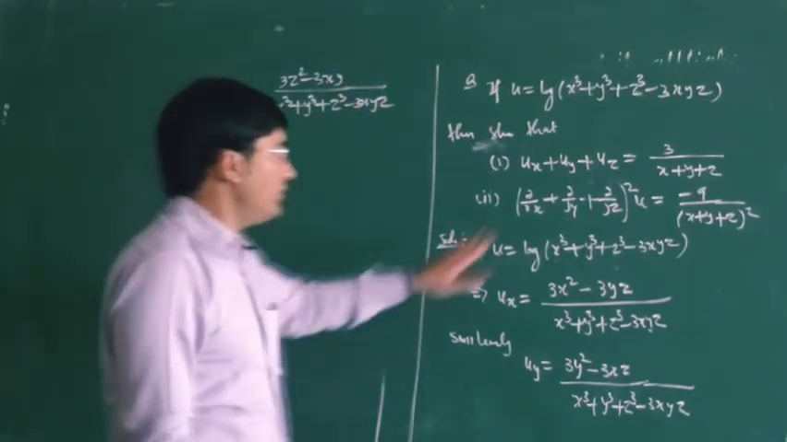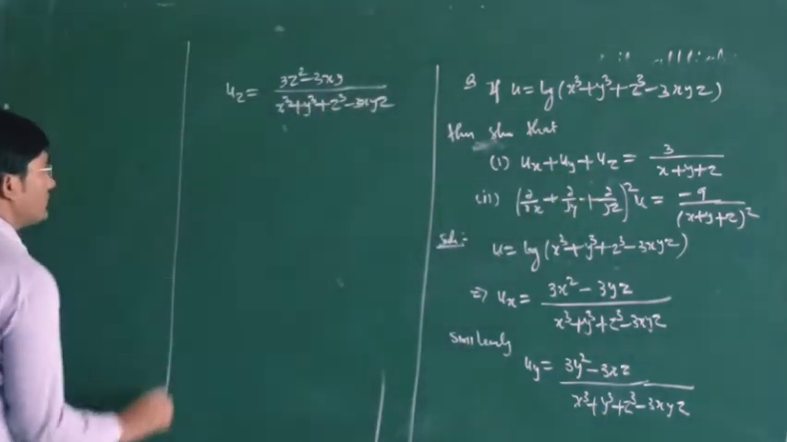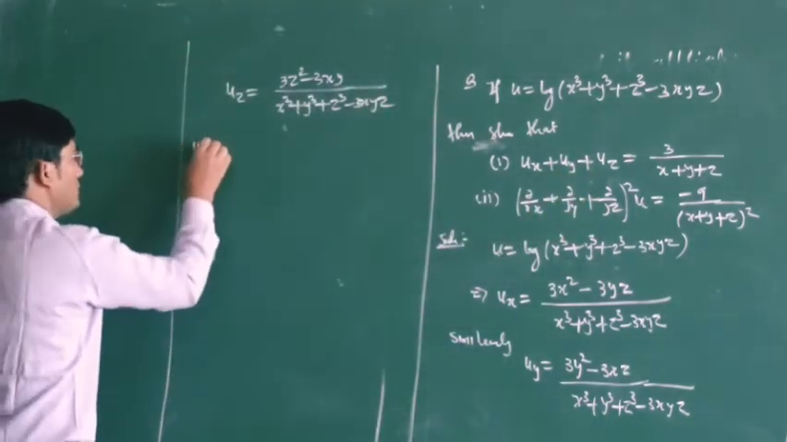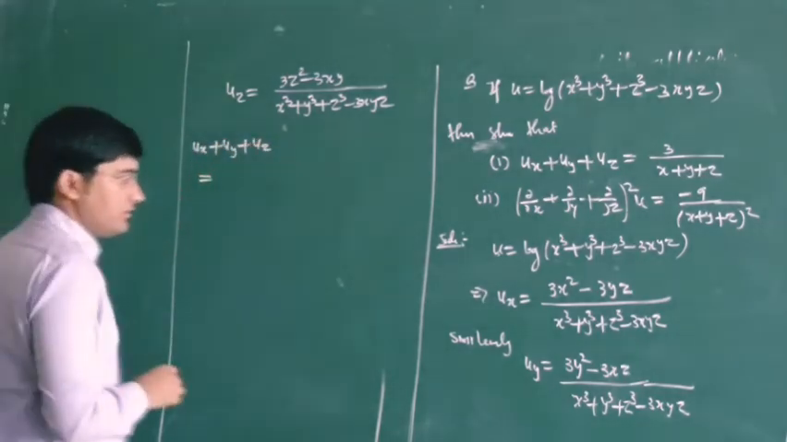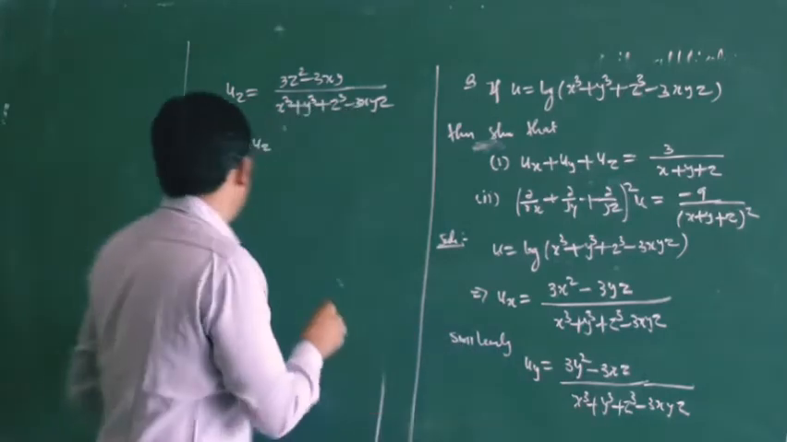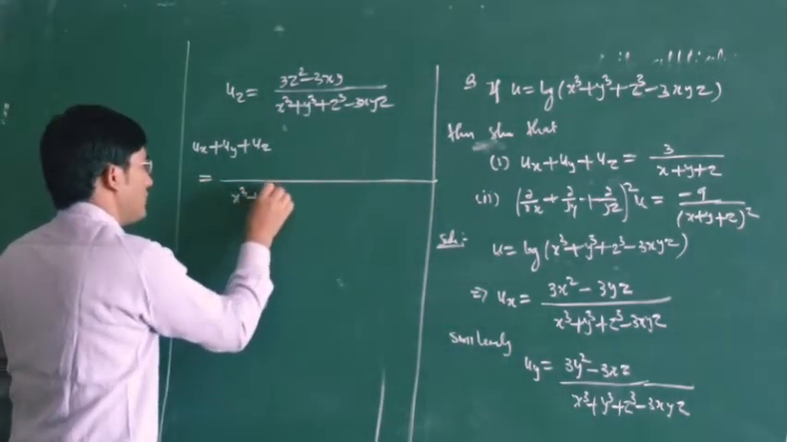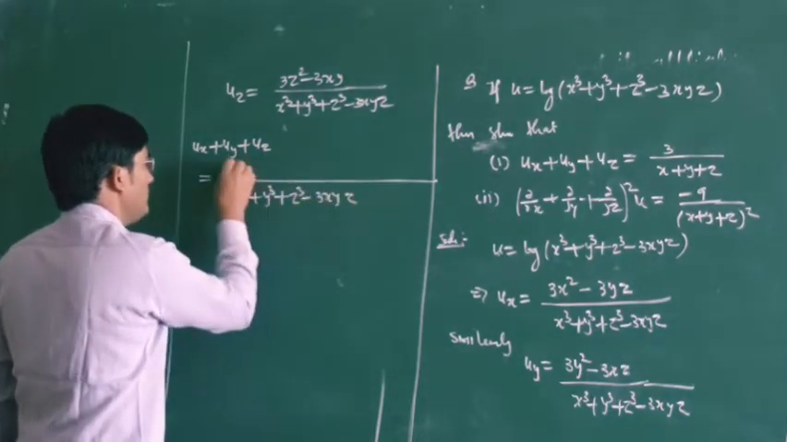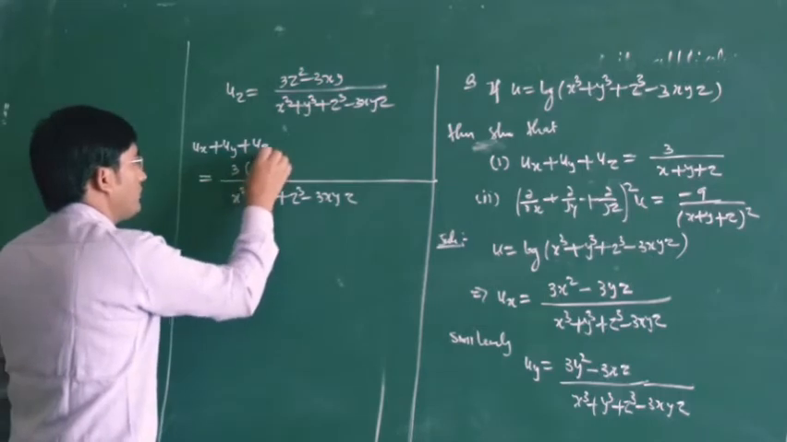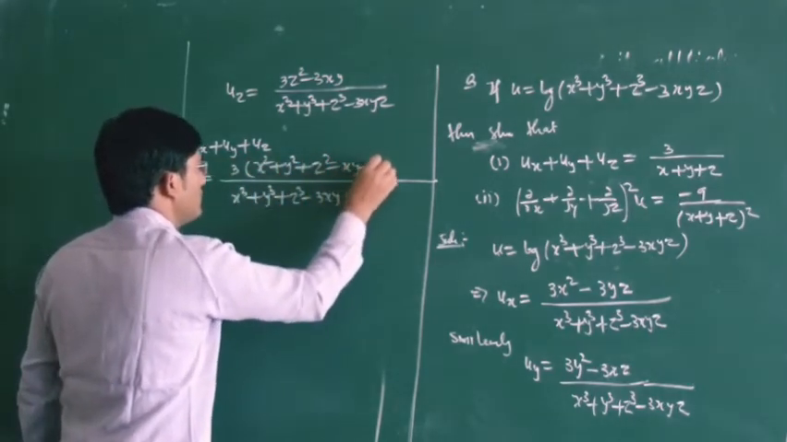So the first part is the sum of these three. Let us find out its summation. So ux plus uy plus uz equal to, now the sum of these three will be, our denominator is same, so we have x cube plus y cube plus z cube minus 3xyz, and in the numerator our 3 will be common, and then we will have x square plus y square plus z square minus xy minus yz minus zx.